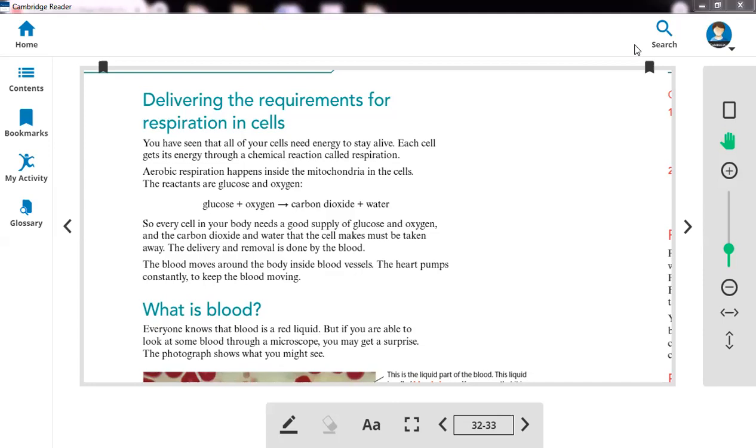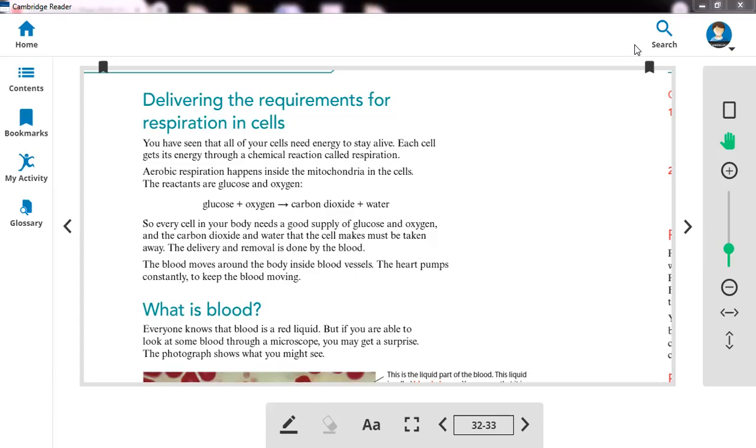Today we start our topic 1.5, that is about the blood. First of all, what's blood? It is a red liquid that transports things in our body. It is part of our circulatory system.